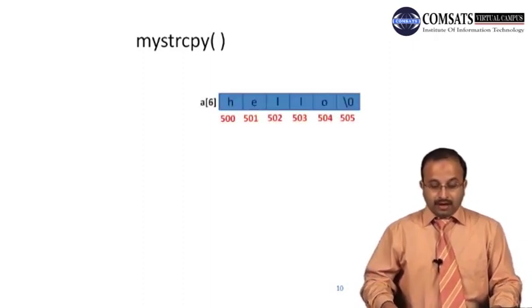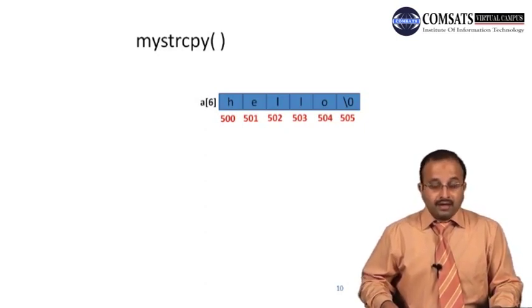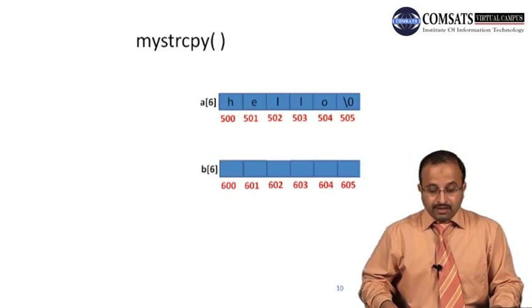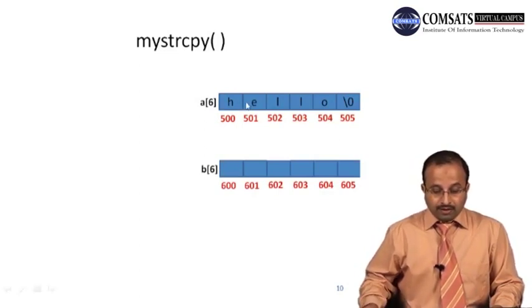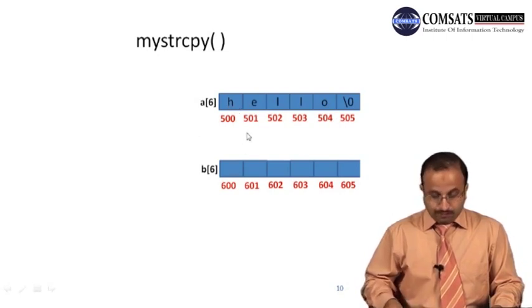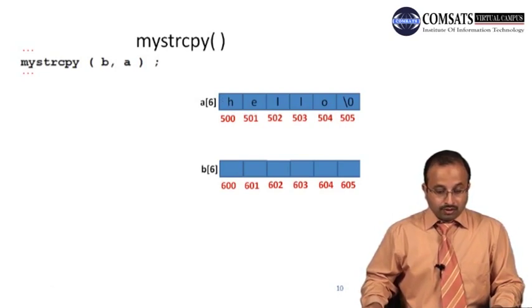This is an array A, character array A in the main function. This is a character array B in the main function, and we are going to copy the content of A in B. So the function call will look like this. So this is the source. It will copy the content of the second string in the first string.